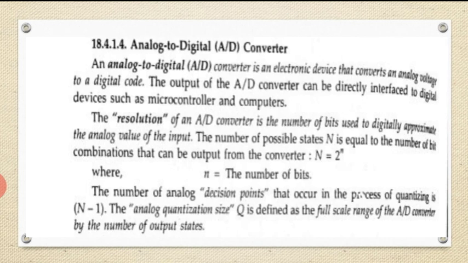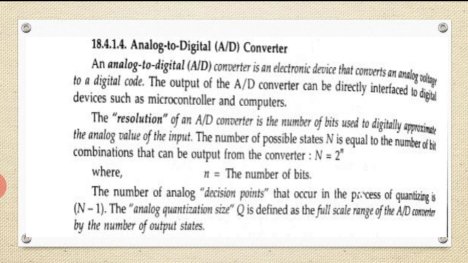The resolution I have already discussed earlier. Resolution of an analog to digital converter is the number of bits used to digitally approximate the analog value of the input. The number of possible states N is equal to the number of bit combinations that can be output from the converter, expressed as N equals 2 raised to n.